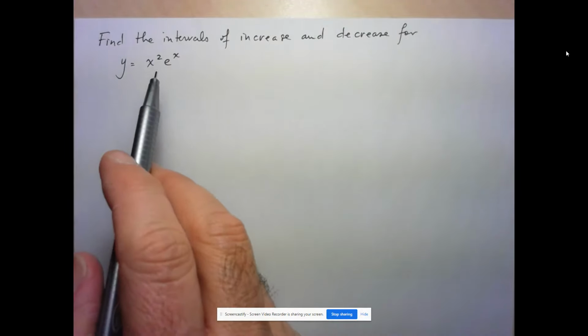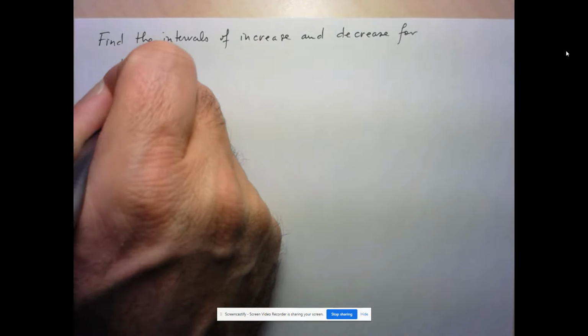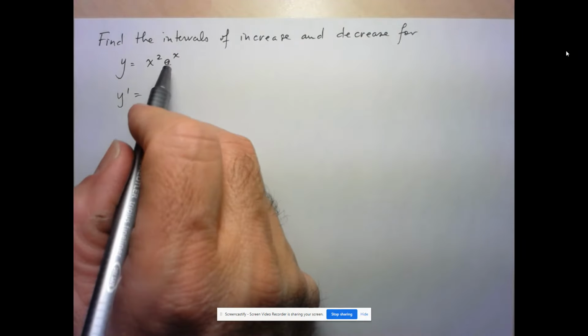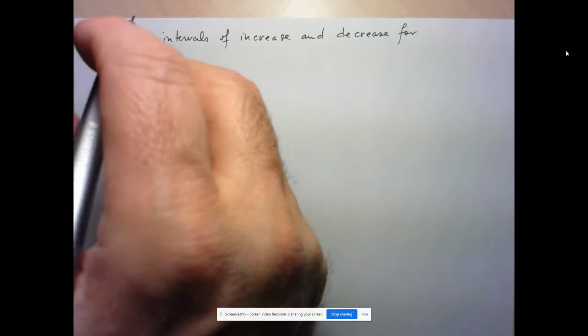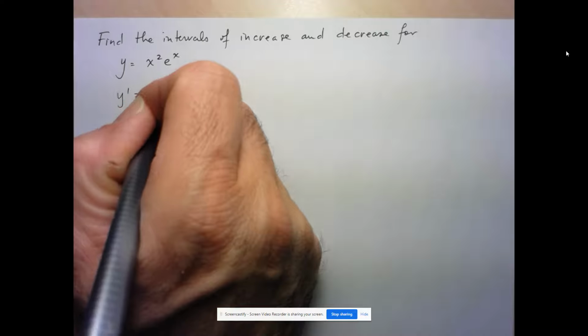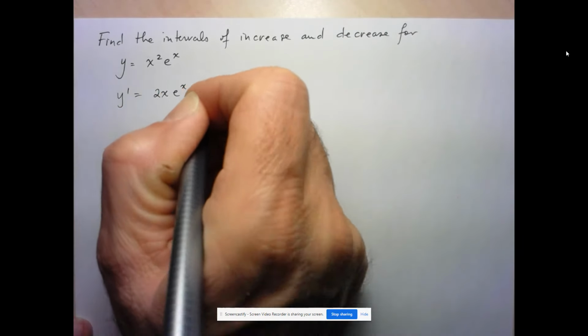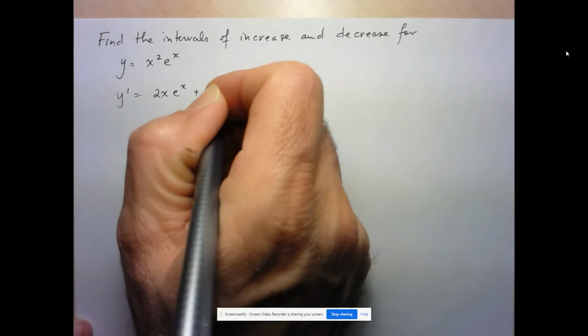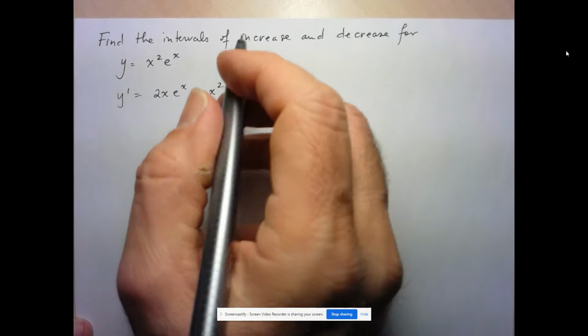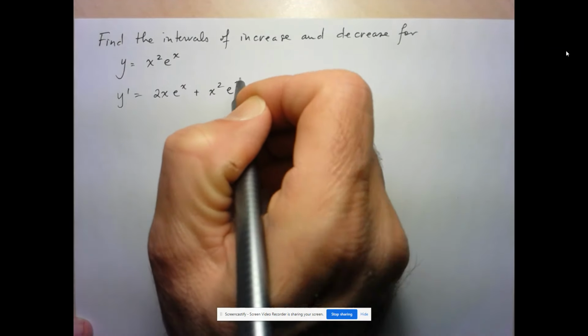So our goal here is to determine when the derivative of this function is positive and negative. Okay, so let's start by determining the derivative. So y prime is equal to, well, here we're going to have to use the product rule. So here, derivative of the first function is 2x times the second function, e to the x, plus first function, x squared, times the derivative of the second function, again, is just e to the x.